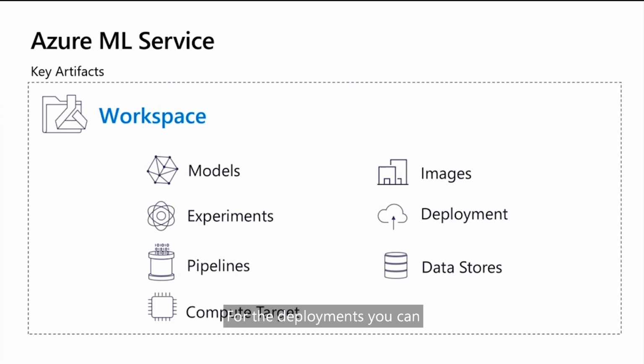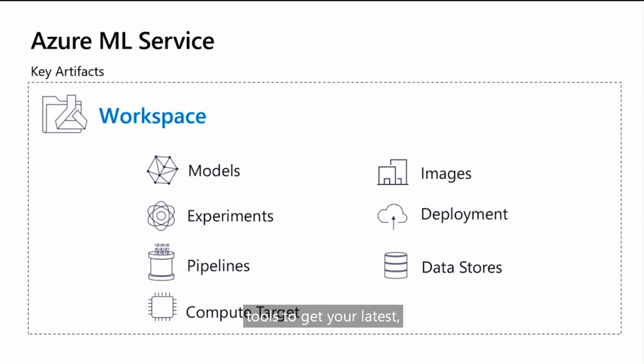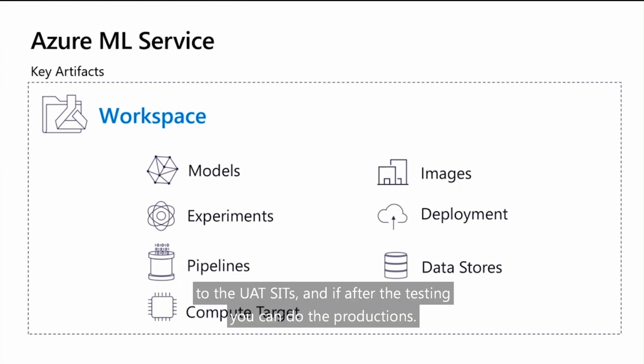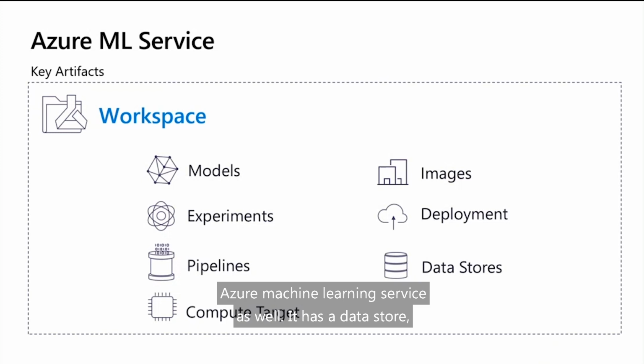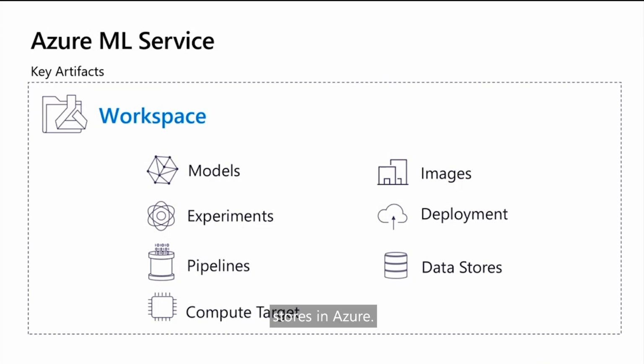For the deployment, you can leverage the Azure Machine Learning service to deploy your model after training to production, with integration with Azure DevOps or other DevOps tools to get your latest trained model and then automatically deploy it to UAT, SIT, and after testing, to production. That's the deployment, control and management you can achieve in the Azure Machine Learning service as well. It has a data store. You can leverage the Azure Machine Learning service to connect various data stores in Azure.